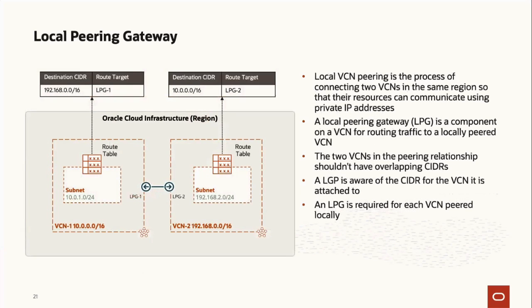Let's talk about the OCI gateway peering types. About the peering, we have local and remote peering gateways. So local peering will connect virtual cloud networks within the same region so that their resources can communicate using private IP addresses. Please keep in mind that the two VCNs in the peering relationship should not have overlapping CIDRs because an LPG is aware of the CIDR basically for the VCN it is attached to.